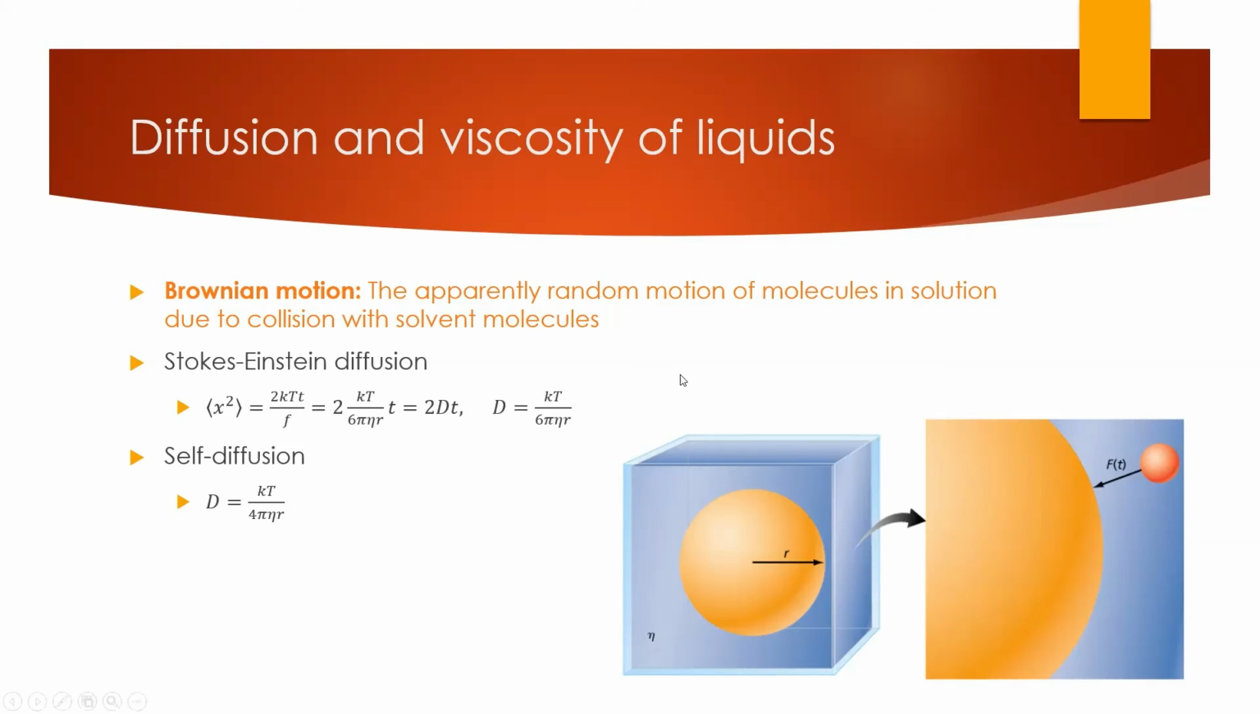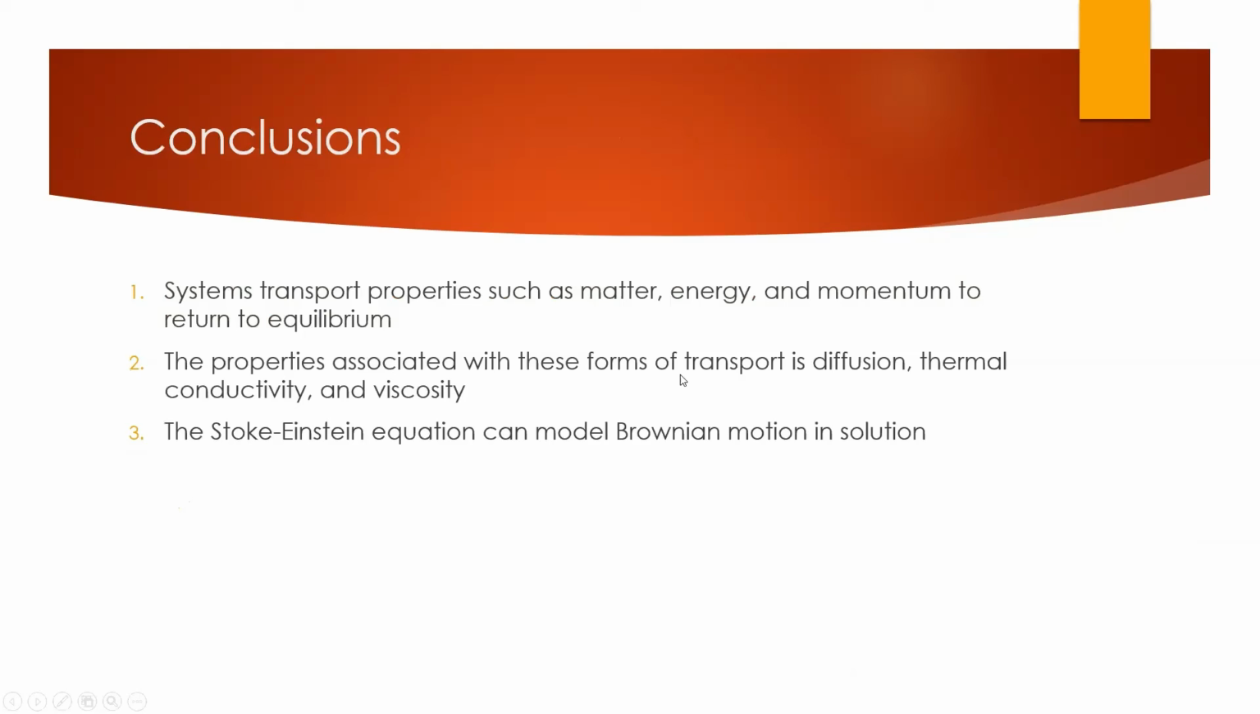So with that, we will be done discussing transport phenomena. The conclusions are we have these transport properties such as matter, energy, and momentum, and we can describe the transport of these properties with diffusion, thermal conductivity, and viscosity. Lastly, we can actually make a pretty accurate model for diffusion in solution, modeling Brownian motion using the Stokes-Einstein equation. In the next few lectures, which will be the remaining lectures for the semester, we'll actually apply all these ideas you've been talking about in the last few weeks to describe chemical reactions and the kinetics of those reactions.